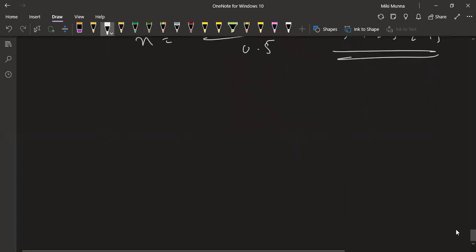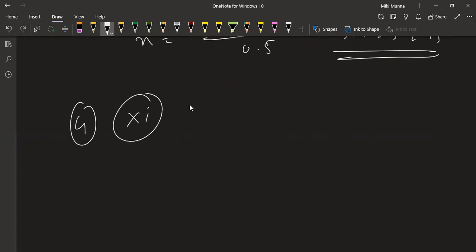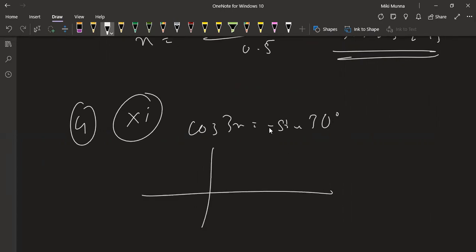Now moving on to the next one, number 4, let's do number 11. It says cos 3x equals negative sine 30 degrees. Now what does this represent? What does this mean? This means if we, let's say, draw the curve cos 3x, isn't it? Now, negative sine 30 is what?